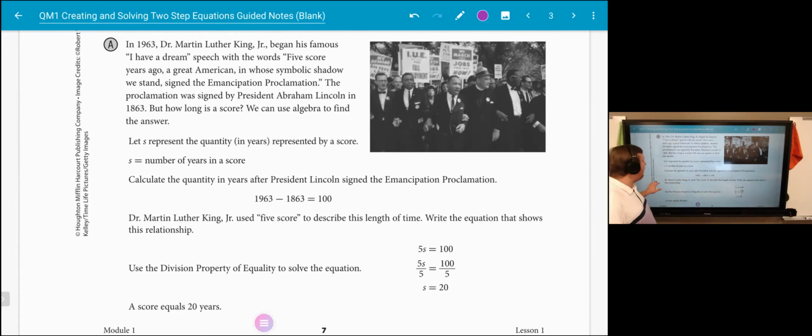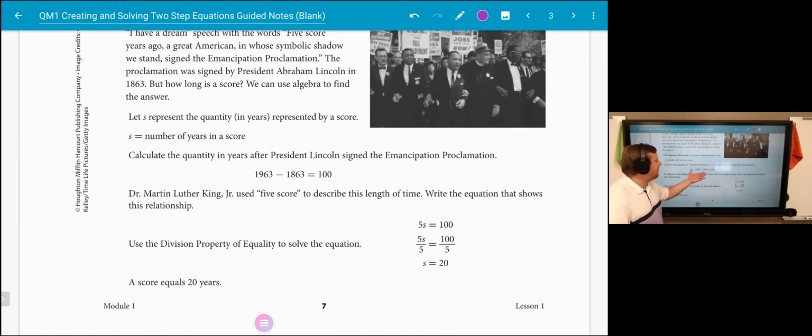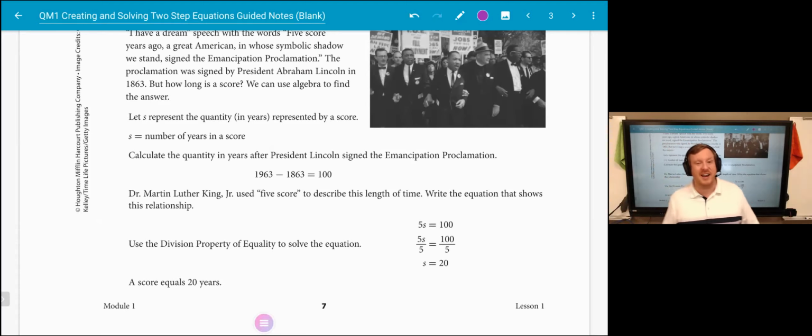Well, okay, first we would calculate the years after President Lincoln signed the Emancipation Proclamation. 1963 minus 1863 is 100. It's been 100 years. We've got 5S equals 100, because 5 unknowns equals 100. This is actually a one-step equation. It's not a great example, but that's all right. We divide both sides by 5 and we get 20. 20 what? Nose hairs? No, 20 years. That was our units for this one. So a score equals 20 years.